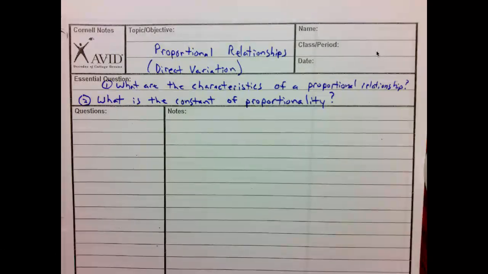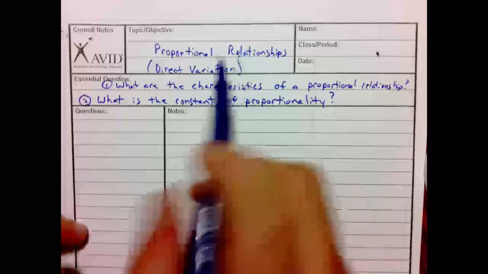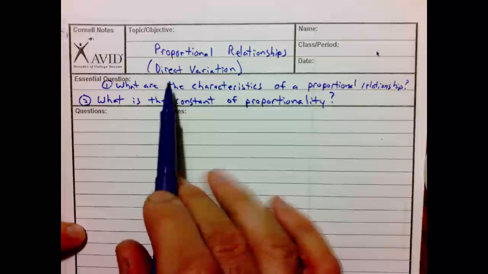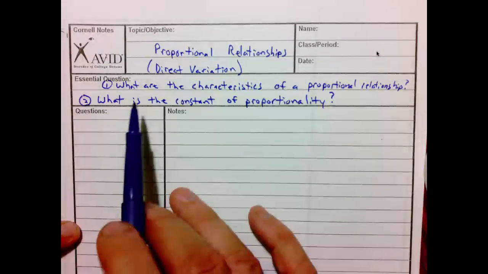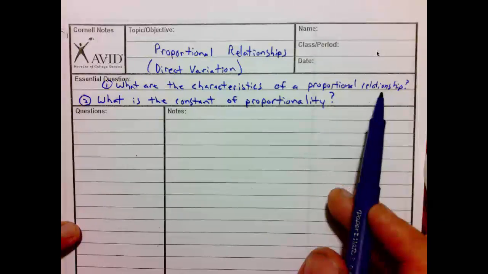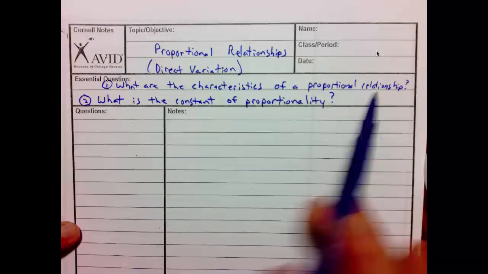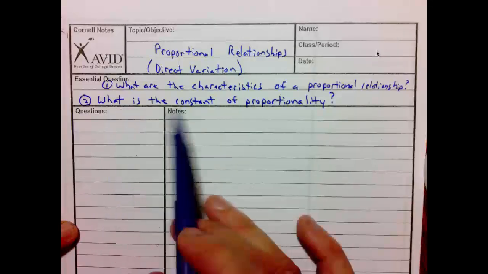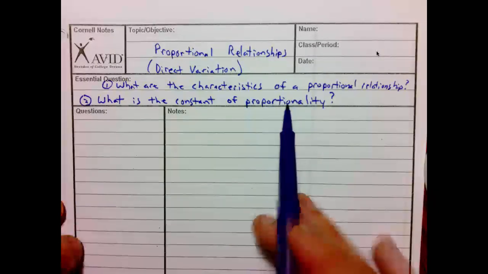Today we will be looking at proportional relationships, and they're also referred to as a direct variation. Number one, what are the characteristics of a proportional relationship? We will attempt to answer that question. And number two, what is the constant of proportionality?